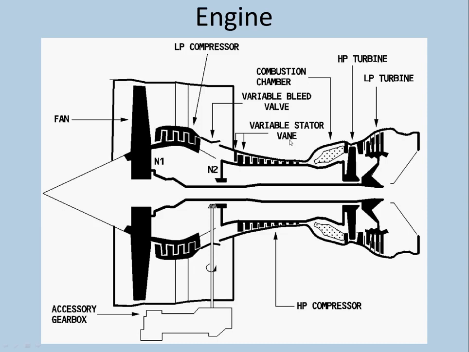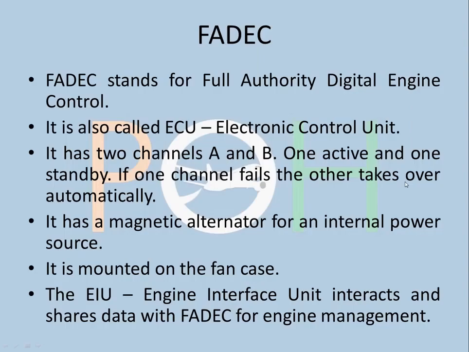The variable stator vane, on the other hand, is fully closed during an engine start and fully open at high engine thrust. This is used to maintain optimum compressor efficiency at a steady state, and it also gives a good stall margin for transient engine operations. Okay, so that's all about the engine. The fan is of course the one that you see in the front, pulling in air for the engine to work, and on this side you have the exhaust.